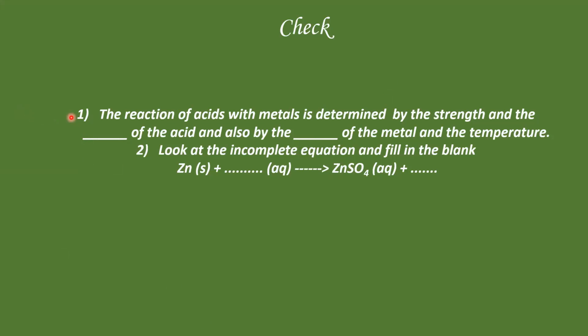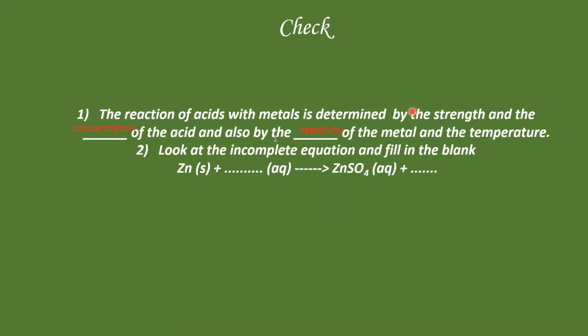The reaction of acids with metal is determined by the strength and the intensity of the acid, and also by the concentration of the metal and the temperature. But actually, rather, you're partially correct. So what I'm going to do is write concentration of the acid over here, and reactivity of the metal. Okay. The answer is like this.